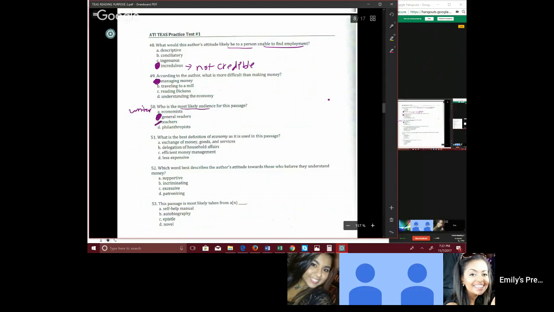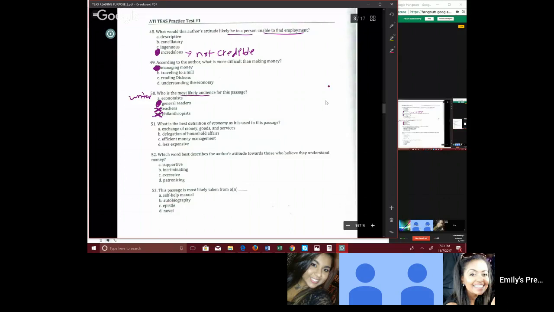However, we don't have any info that would tell us that it's specifically teachers or philanthropists or any other specific occupation, because they're not aiming it at any particular type of person other than just not being someone who is an economist or a professional at money managing. The best definition of economy as it's used in the passage is the traditional definition of it, which is the exchange of money, goods, and services.